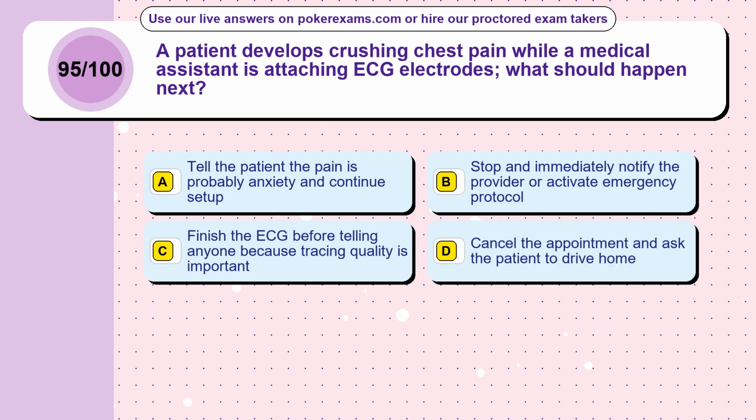Question 95. A patient develops crushing chest pain while a medical assistant is attaching ECG electrodes. What should happen next? Option A. Tell the patient the pain is probably anxiety and continue setup. Option B. Stop and immediately notify the provider or activate emergency protocol. Option C. Finish the ECG before telling anyone because tracing quality is important. Option D. Cancel the appointment and ask the patient to drive home.